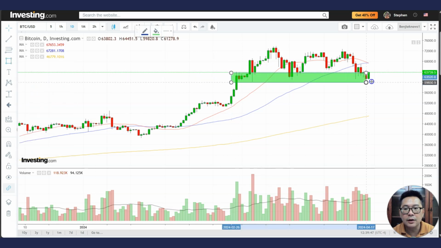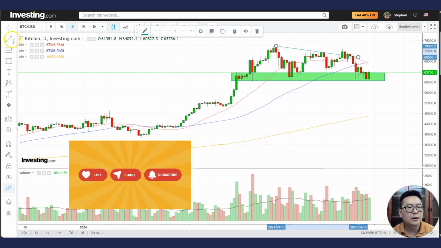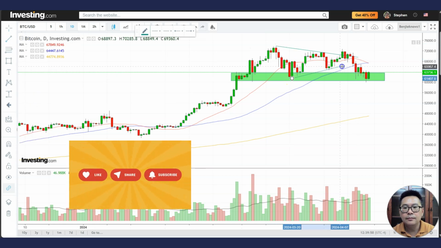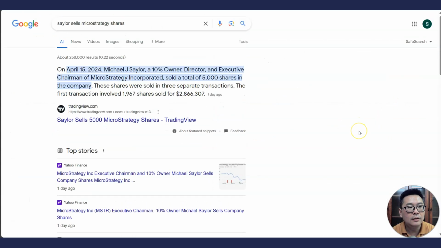So of course, Bitcoin prices now are at support. Bearish cross at the moment, a failed triangle breakout in Bitcoin. You try to break out of the triangle, then it failed. There's a bearish cross coming, and if support does not hold, it may drop, and that might hurt MicroStrategy as well.